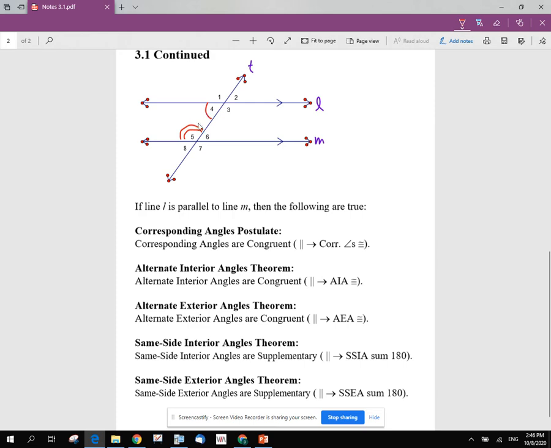But anyway, I'm marking them differently now because I don't want you to think they're congruent. They're not, but they are supplementary.